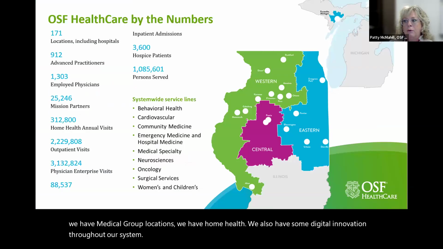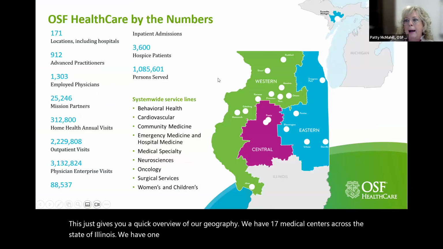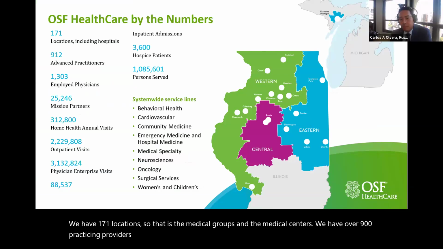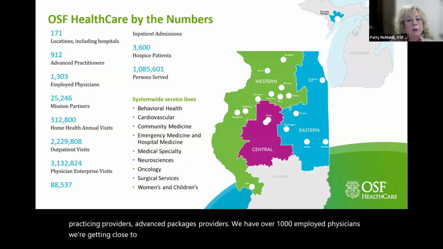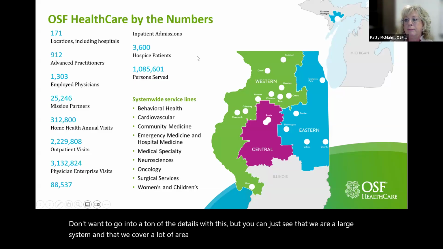This just gives you a quick overview of our geography. We have 17 medical centers across the state of Illinois. We have one in Michigan. We have 171 locations. So that is the medical groups and the medical centers. We have over 900 practicing providers, advanced practice providers. We have over 1,000 employed physicians. We're getting close to 26,000 employees. We refer to our employees as mission partners. We are a faith-based organization. So again, I don't want to go into a ton of the details with this, but you can just see that we are a large system and that we cover a lot of area for the state of Illinois.